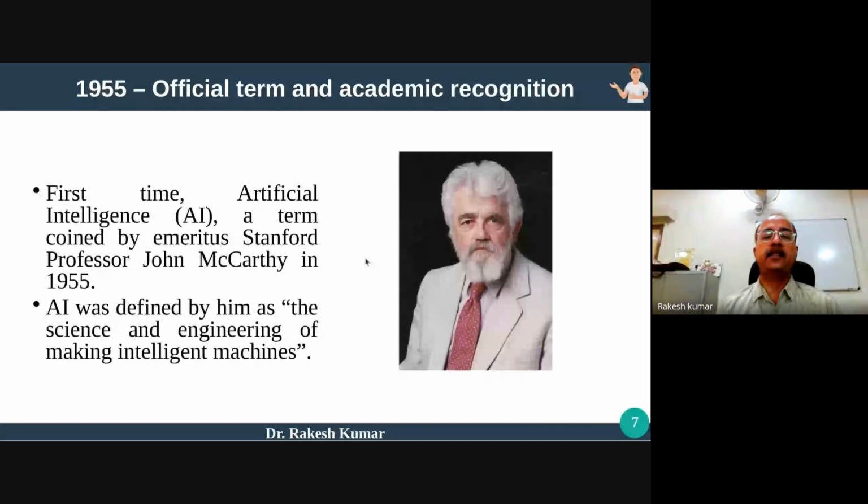This was a great man, John McCarthy, and I think at that time he said that a time will come when the total computing of the world will be done by 15 or 20 servers in the world. Nowadays we are seeing the same thing in the concept of cloud computing. So he was apprehensive in '55 also that a time will come when the machine will be intelligent, number one.